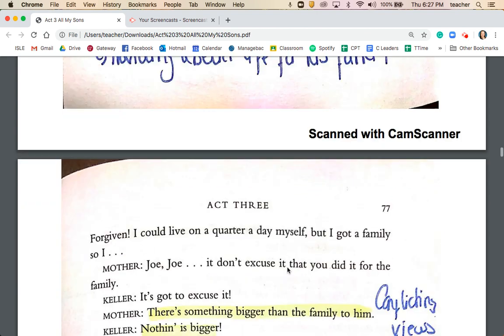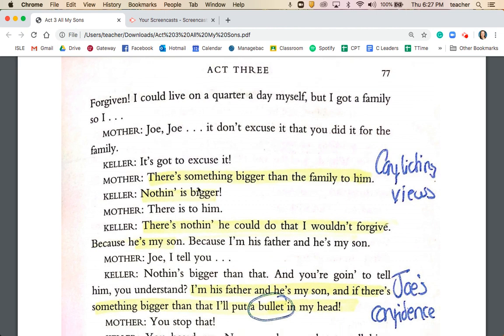And this conversation carries on onto the next page. And Mother says there's something bigger than family to him. And this is quite important because this is an important concept in the play. It was mentioned at the end of Act 2, if you remember, that Chris sees that an individual has responsibility to the world beyond their immediate family. And Joe just doesn't believe that when he says nothing is bigger here. He doesn't believe that anything is bigger or more important than your immediate family.